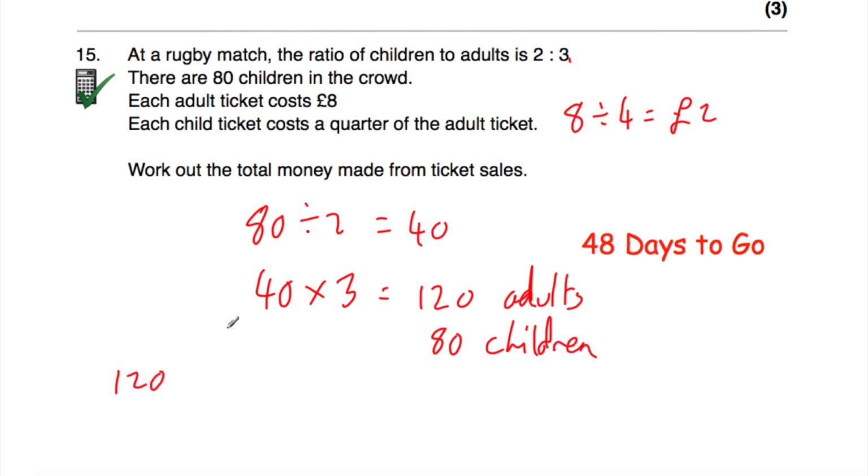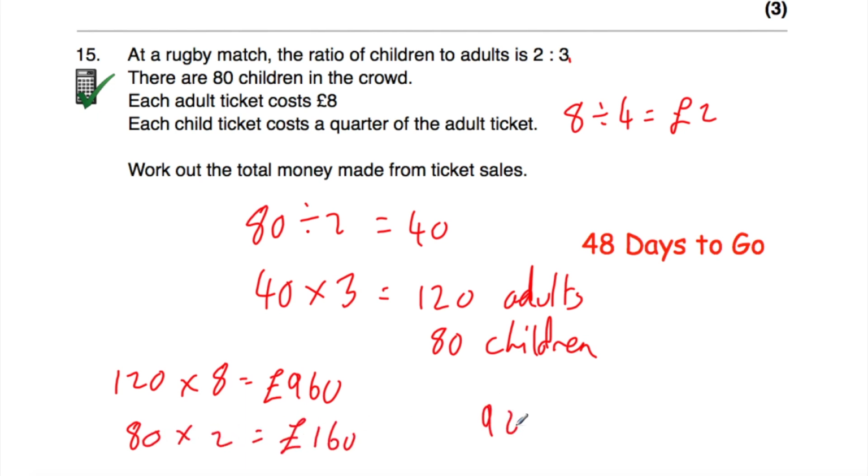So we're going to take the 120 adults and we're going to times that by 8, because each adult ticket was £8. So 120 multiplied by 8 is equal to £960. In terms of the children tickets, there's 80 children and they each pay £2, and 80 times 2 is equal to 160. And if we do 960 plus 160, that's equal to £1,120. So that's how much money is made from ticket sales. And if you got that, well done.